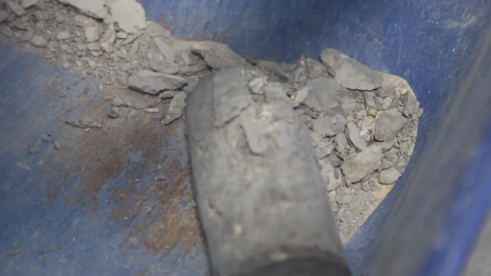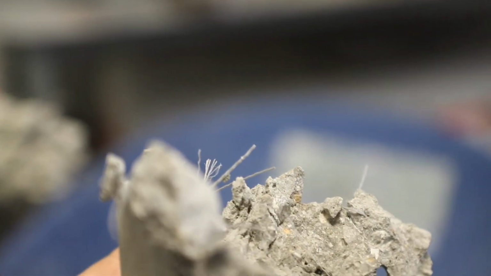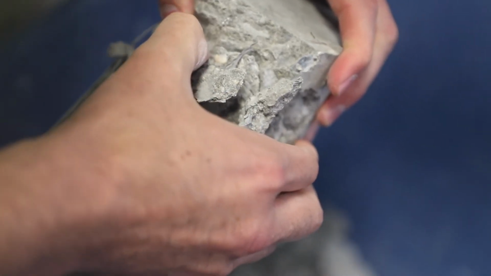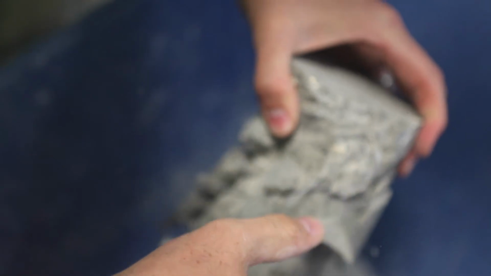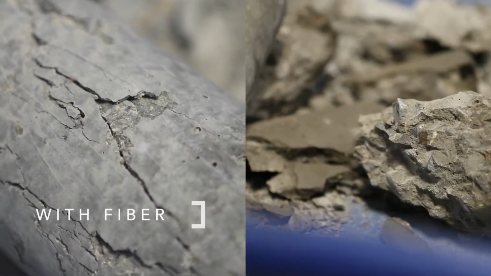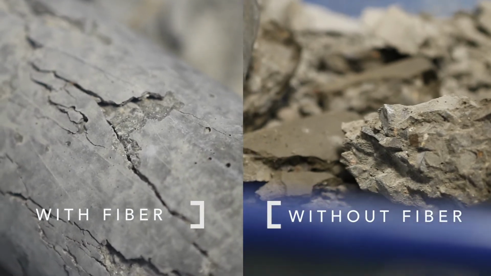If you look in the crack, you can see the fibers. The fibers make it hard to pull the concrete apart. The fibers give the concrete toughness and keep the crack small. Smaller cracks can equal longer life of the concrete because it keeps the chemicals from getting in and causing deterioration.